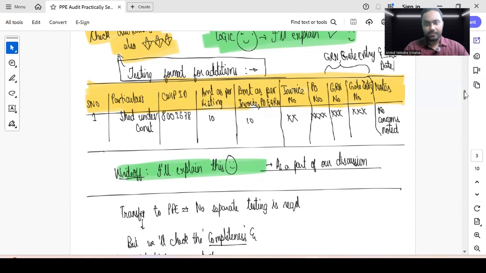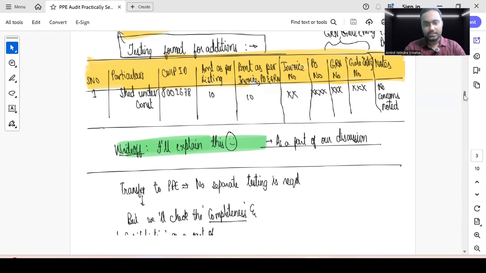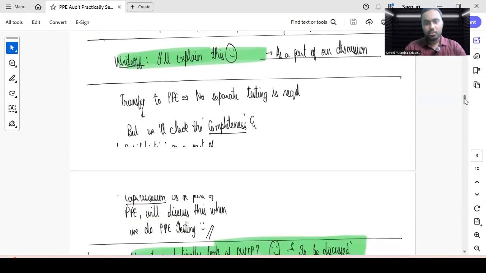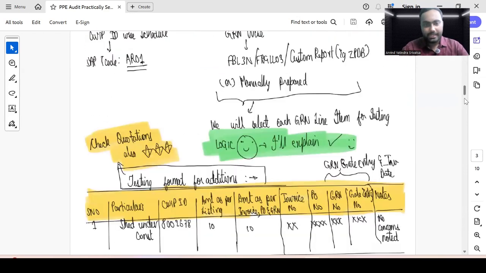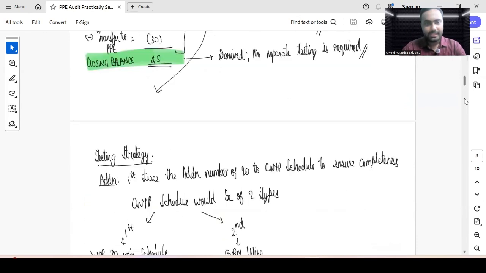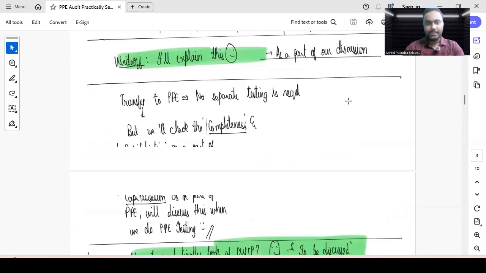And transfer to PPE. So for the asset that is getting completed and getting moved from CWIP to PPE, there is no separate testing which you actually need to do, but I will discuss that now. Just a moment, guys. So in our case, we saw that 30 was the transfer to PPE, guys. So basically it means that 30 is getting removed from CWIP and getting moved to PPE. First, we will check the completeness of this, guys. If 30 is getting removed from here, we need to ensure that the addition in PPE is also 30. This is the first level of completeness comfort which we need to get, guys.